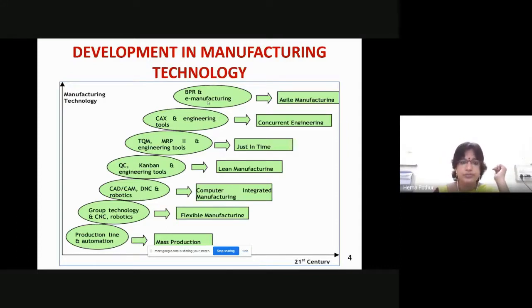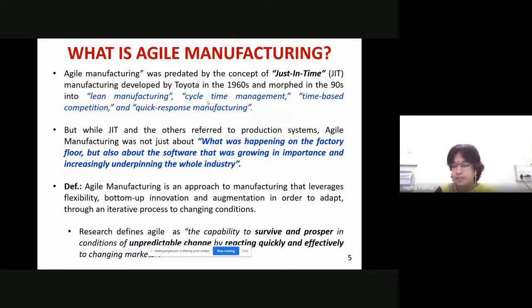Moving further, what is agile manufacturing? As I said in the earlier slide, agile manufacturing was predated by the concept of JIT, just-in-time manufacturing, which was developed by the Toyota company in the 1960s, and later further developed in the 1990s. The first available published data is from 1991 by Goldman. He gave the concept of agile, and he named agile the 21st century manufacturing enterprise strategy.